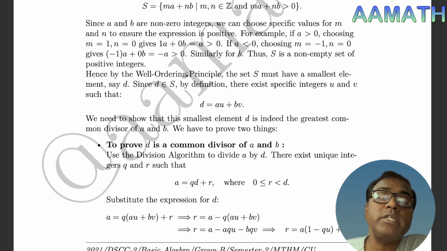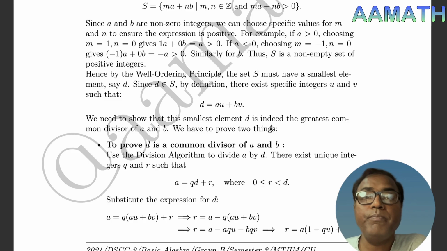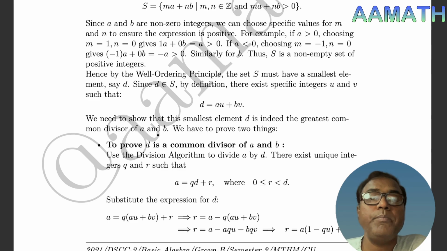This d belongs to S. By the definition of S, we get d equal to au plus bv for some specific integers u and v. These integers may be positive or negative. We need to show that this smallest element d is actually the greatest common divisor of a and b.